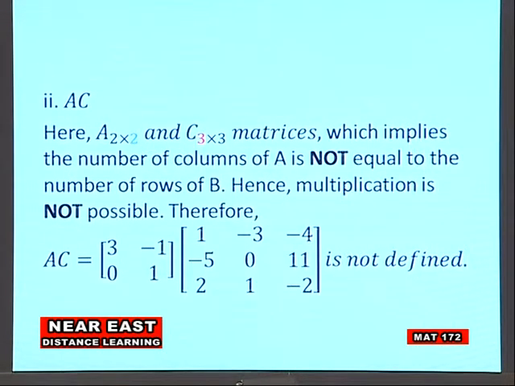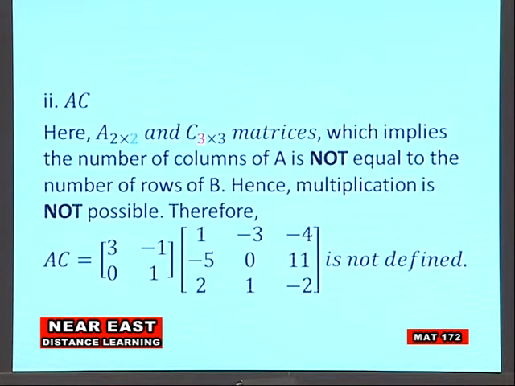We want to multiply A and C. Count the number of columns of A, which is 2. Count the number of rows of C. It has 3 rows. This has 2 columns and this has 3 rows. So multiplication is not possible. Here A is a 2 by 2 matrix and C is a 3 by 3 matrix, which implies the number of columns of A is not equal to the number of rows of C. Hence multiplication is not possible. Therefore A times C is not defined.